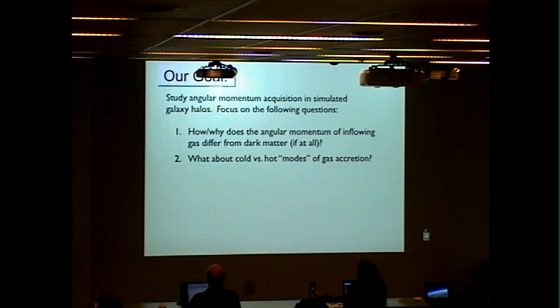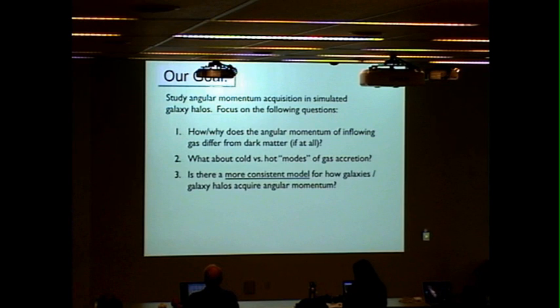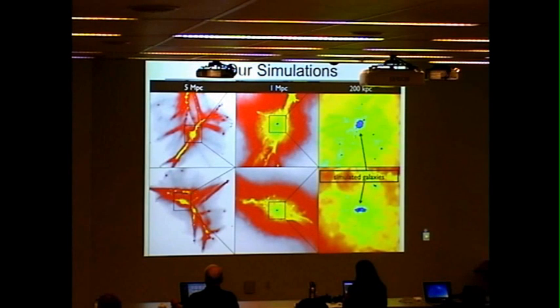Is there a difference between what the cold and hot modes of gas accretion are doing in terms of angular momentum? And therefore, is there a more consistent model for how galaxies, and galaxy halos in particular, acquire their angular momentum? This is all work that a number of other great teams are doing as well, with very complementary, similar results. Kim et al. also has a paper, and Avishai's talk the other day. They're finding similar things to what I'm going to be saying today.